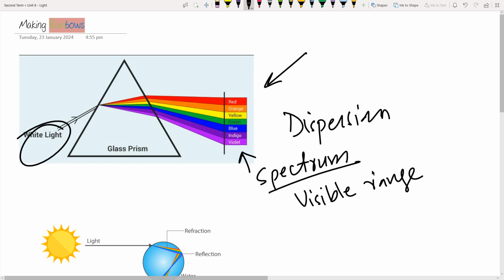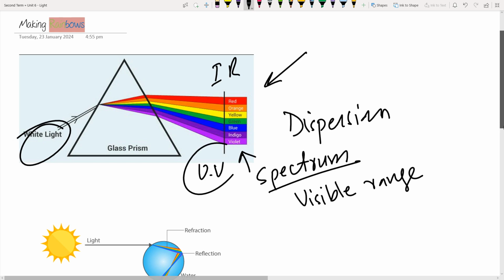And why the visible range? Because humans can only see this range of the spectrum. There are others, right? Above we have infrared, which we use in remotes, and then we have the UV, ultraviolet, which is blocked by the atmosphere. This is dangerous, right? You get both IR and UV and this white light from the sun. That's the majority of the sun's light which comes into the earth, but the UV is blocked by the ozone layer, right?